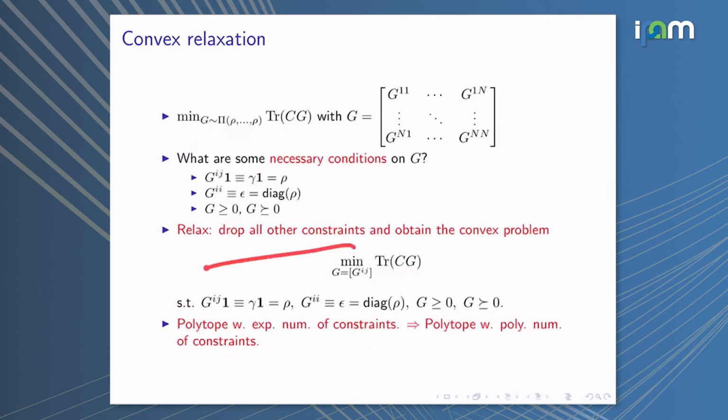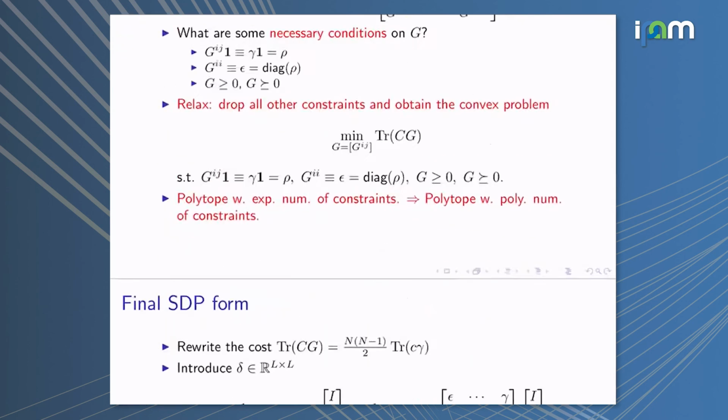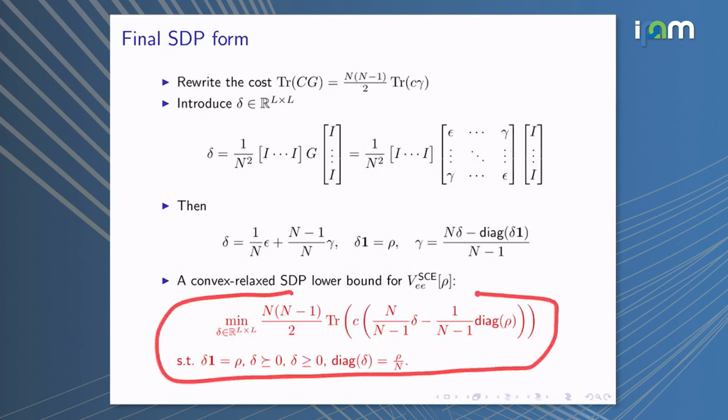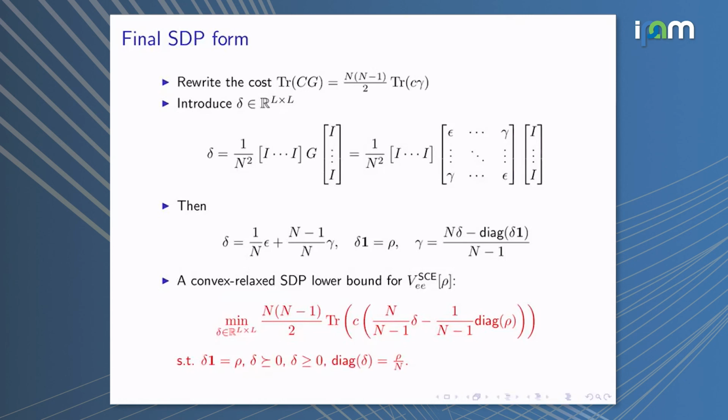You can just go ahead and solve this on a computer, but the final step is that we rewrite it a little bit by introducing another matrix. Instead of working with gamma and epsilon, we work with something called delta. For the sake of time, I'm just going to skip this, but I want to convince you that at the end, we have this convex relaxation problem, which only involves optimizing this N by L matrix delta.